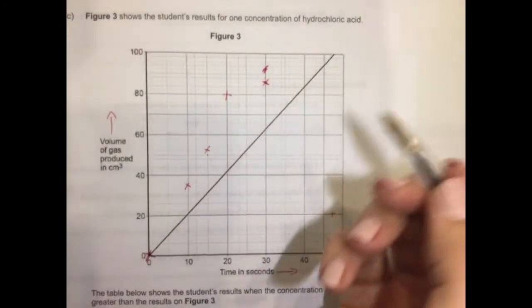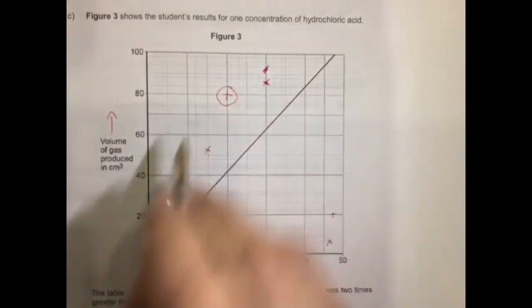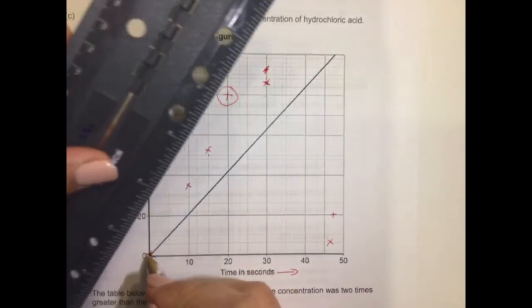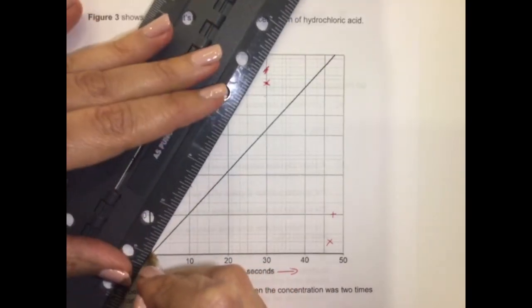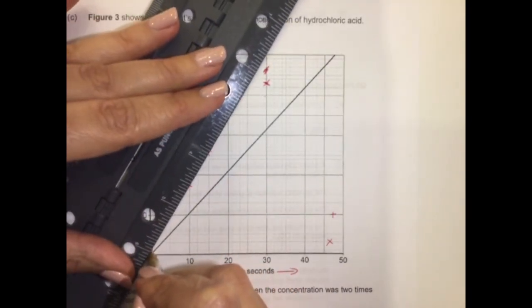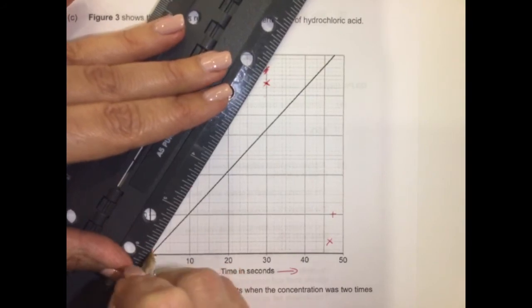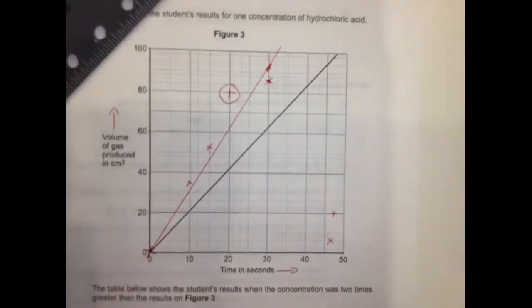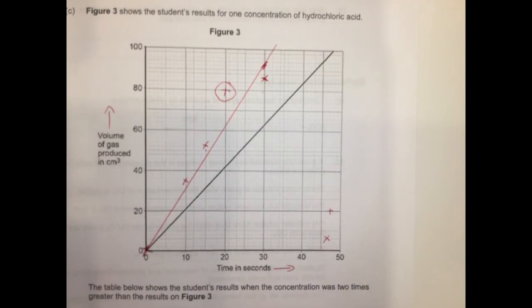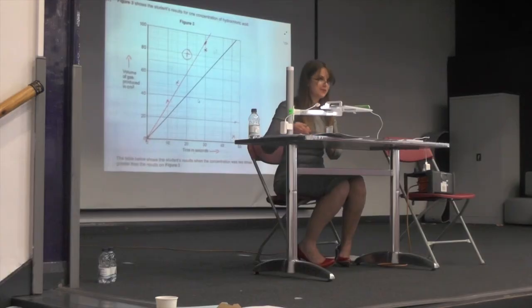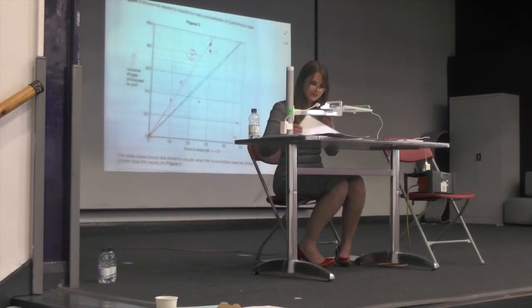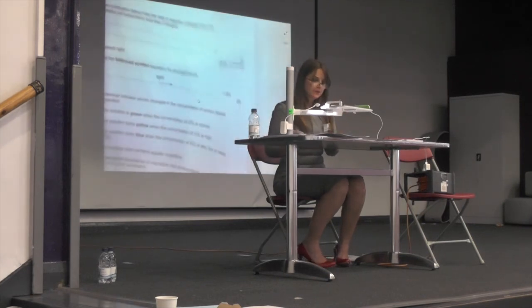So what we can see here is we've clearly got a result that doesn't fit. It's an anomalous result. So put your line of best fit in. It needs to go through the origin, with as many points either side of the line as you can. Okay? That's your line of best fit. That's 3 marks. Thank you, sir, for pointing that out. Apologies, everybody. Okay. Next question.